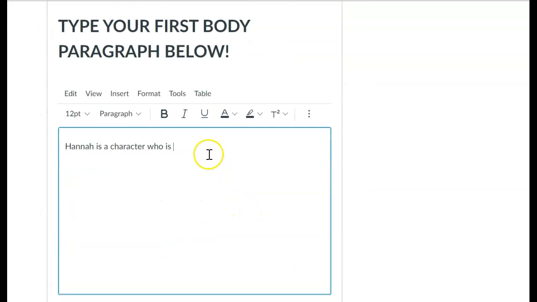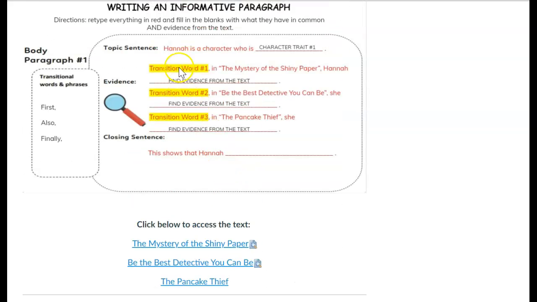So a good topic sentence, this is an example. This is not exactly what you have to write, but we could put, Hannah is a character who is very interested in detective work and likes to solve all kinds of mysteries. So there's my topic sentence. I followed this prompt right here, and I put in her character trait 1.